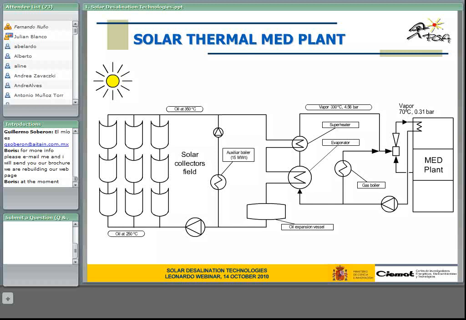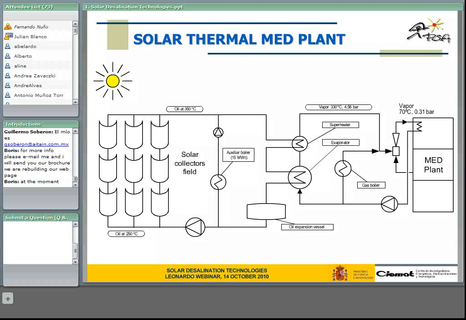Okay. Then we have to include one auxiliary boiler, just in case we need some kind of help, and then we will have a superheater and evaporator. We produce the steam to feed the thermal compressor, and then to drive the MED plant. Okay.